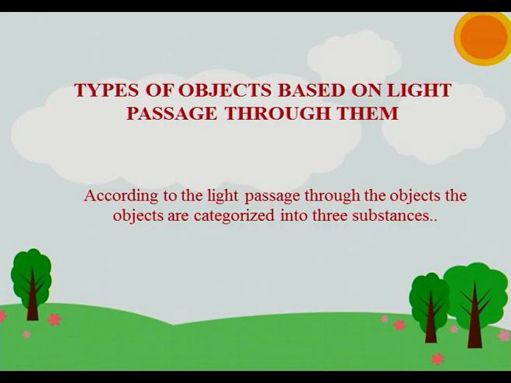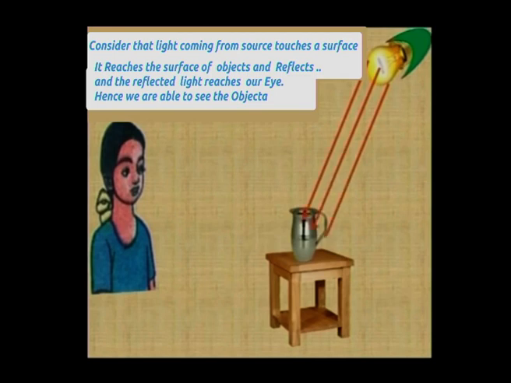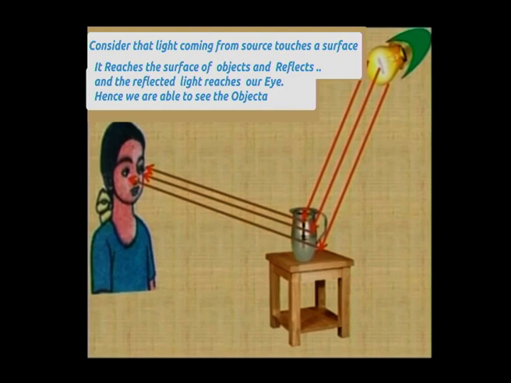Types of objects based on light passage through them. According to the light passage, objects are categorized into three types of substances. Consider that light coming from a source reaches the surface of an object and reflects, and the reflected light reaches our eye, hence we are able to see it.